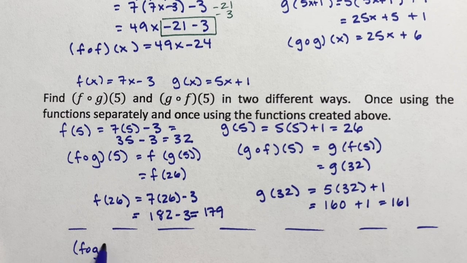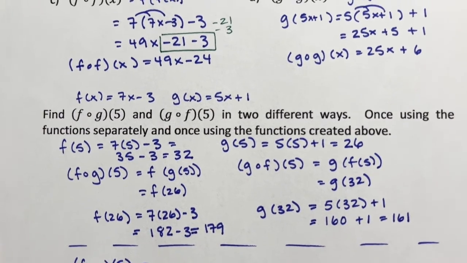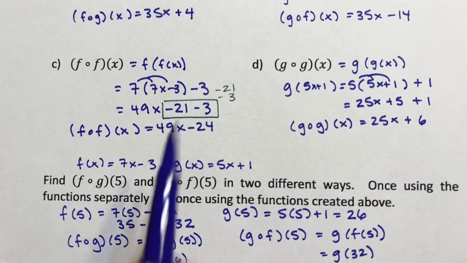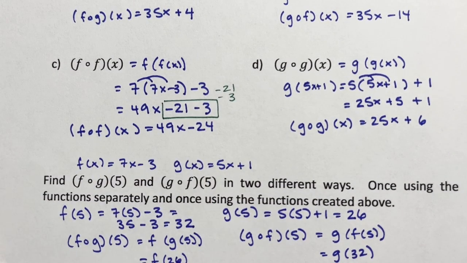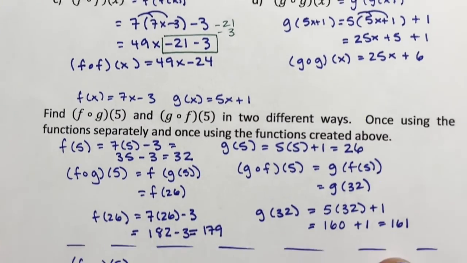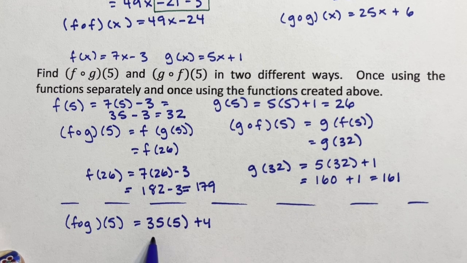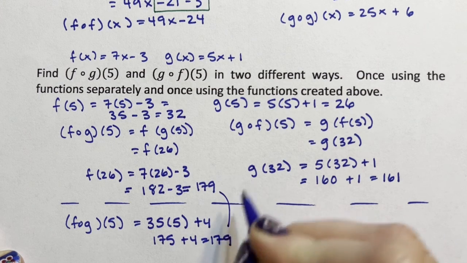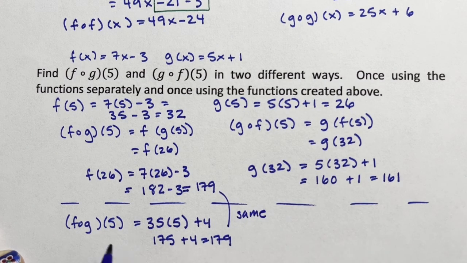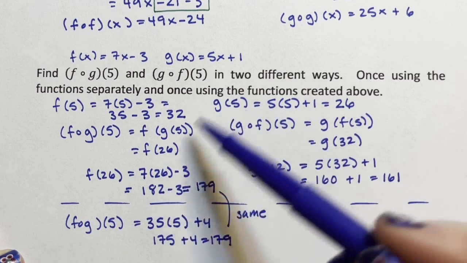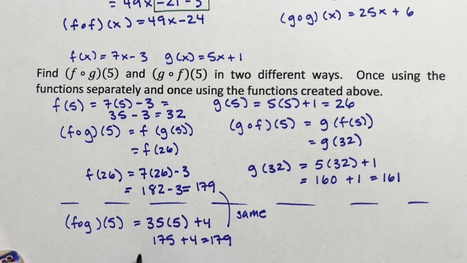So the other way, f of g of 5, we figured out up here that f of g of x is 35x plus 4. Well, 35 times 5 is 175, and 175 plus 4 is 179. These are the same. And that was a lot faster than all of this. So if we trust our math, that was a lot faster.